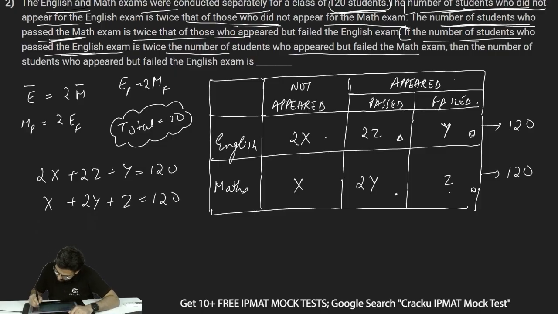We have to find out the number of students who appeared but failed the English exam. So we have to find out the value of y.